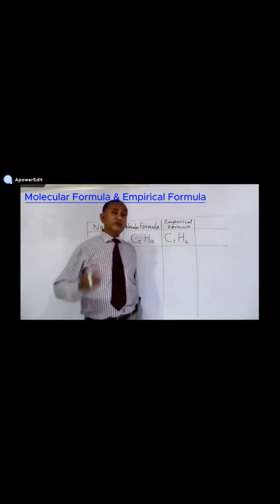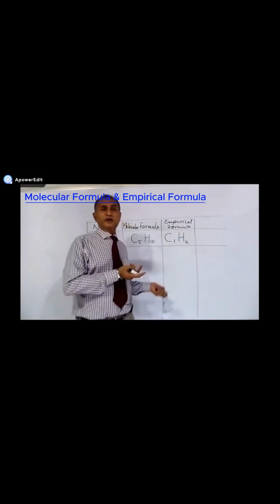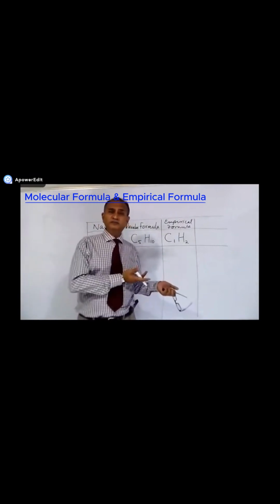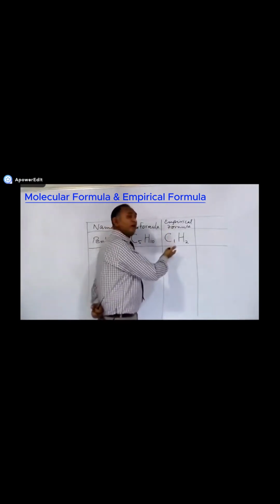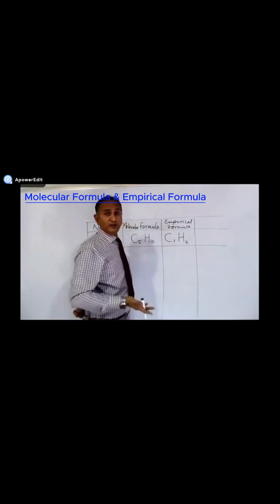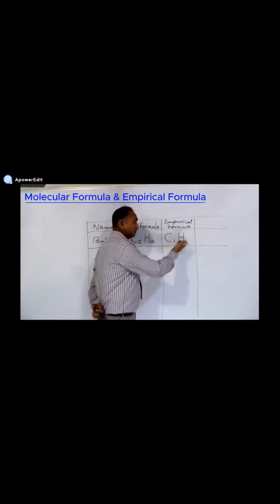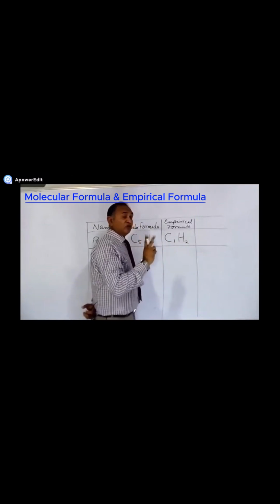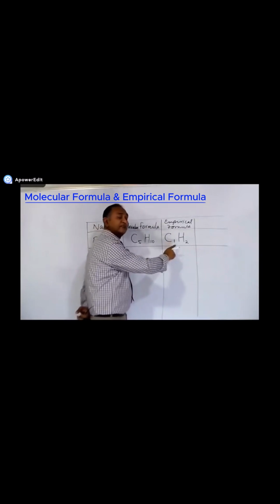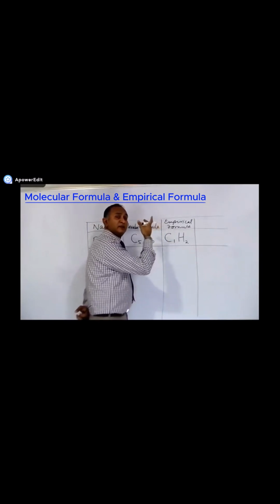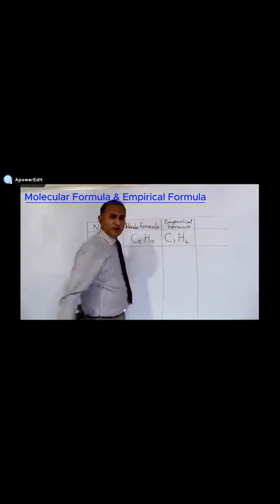So if someone asks what is the definition of empirical formula: the simplified formula of a compound is called empirical formula, the shortest formula of a compound. It's common sense. If I ask, does this formula represent the actual number of atoms? Not at all. It's just showing the ratio, 1:2, not the actual number of atoms. So the molecular formula represents the actual number of atoms, and this one represents only the simplified, mathematical ratio of the atoms.